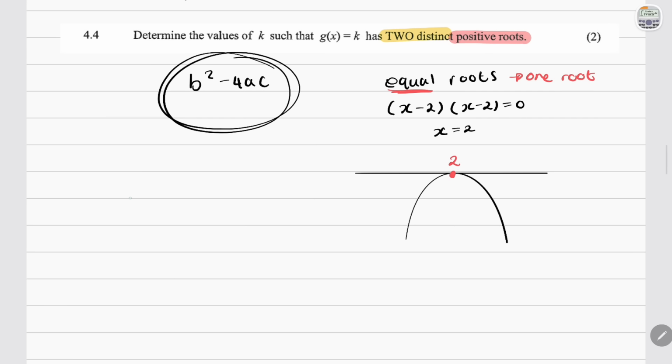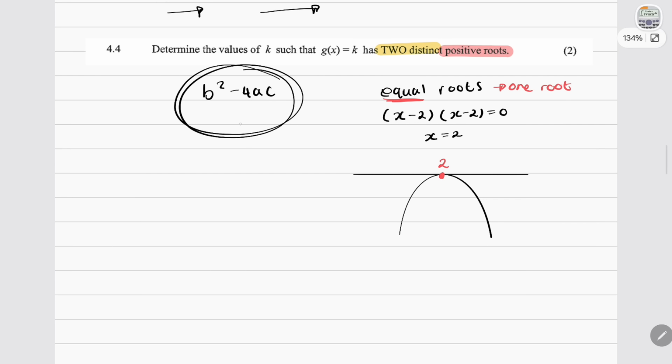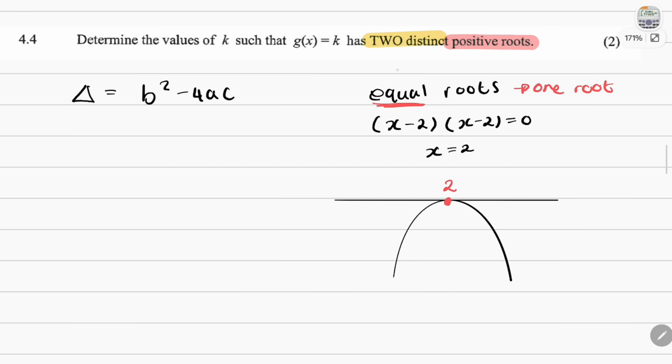Now, to have two roots, you're going to have a situation where the graph actually cuts twice, whichever line it's equal to. In this case, I'm just using the x-axis. Now, when we use the discriminant to manipulate this, what we usually say is that for equal roots, you need to ensure that delta is equal to 0, so b squared minus 4ac must be equal to 0.